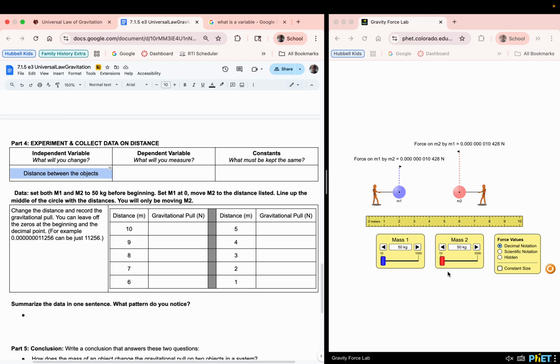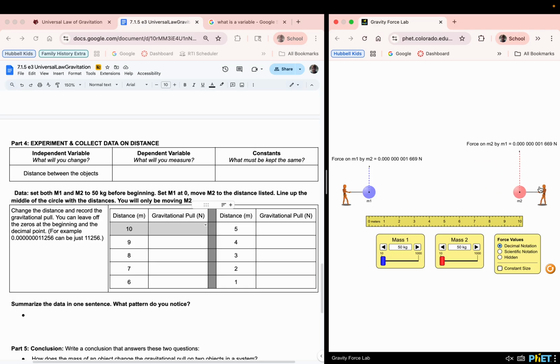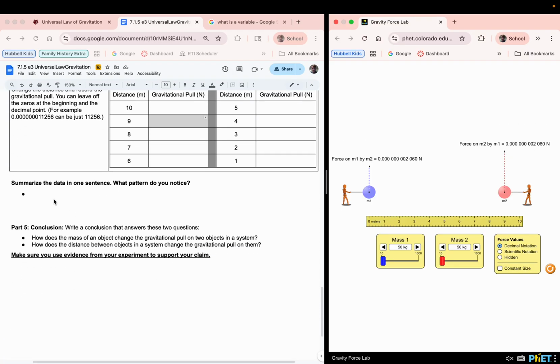Okay? So we're going to set M1 at 0. Why? Because it says it right here. So we're going to set M1 at 0 and M2 to the distance listed. Okay? So you're going to put M2 at the 10-inch mark. And you're going to record that data. Now we're going to go to 9. And you're going to record the change. And you're going to tell me, what do you notice about the change, how distance changes gravitational force? Does it go up or down as you get closer?